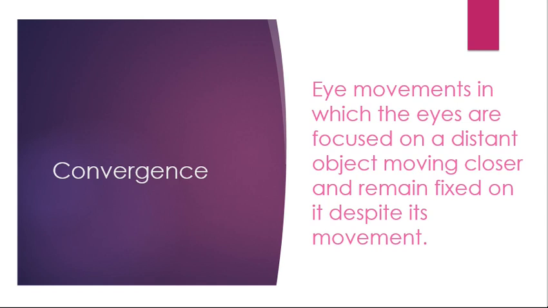Next is convergence. Convergence refers to the eye movements in which the eyes are focused on a distant object, moving closer, and remain fixed on it despite its movement. Eyes also turn inward during this movement. For example, if we are looking at an individual or a vehicle coming closer from afar and keep our eyes fixed on it until it moves up to us, then our eyes turn inward as the individual or vehicle comes closer.